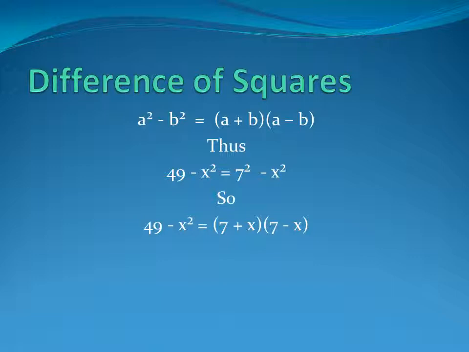So if you had something like 49 minus x squared, well, 49 is a perfect square. It's 7 squared. You have your minus sign, and x squared is a perfect square. So it becomes the sum of 7 plus x times the difference of 7 minus x.